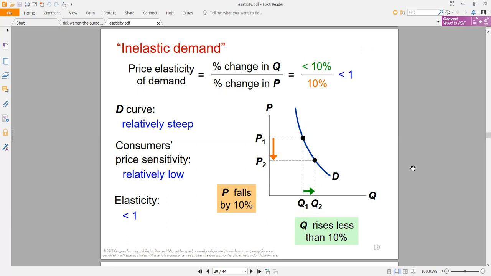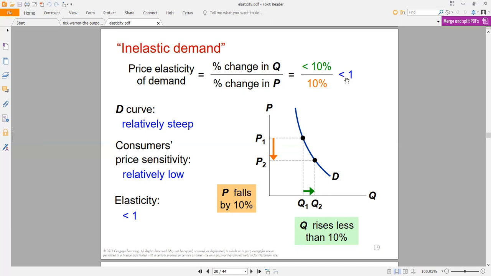Then we have inelastic demand. Here they become a bit responsive to changes in price, but not much. So even if there's a change in price, there's actually going to be a change in quantity demanded, but the percentage change in quantity demanded will be lower than the percentage change in price. So numerically, assuming the percentage change in price is 10%, the percentage change in quantity demanded will be lower than 10.